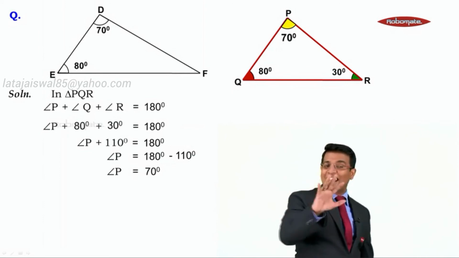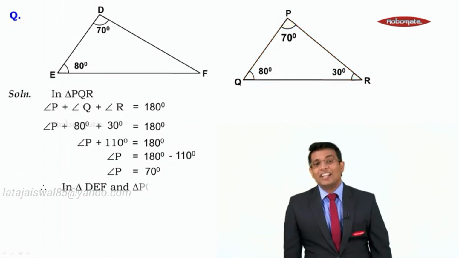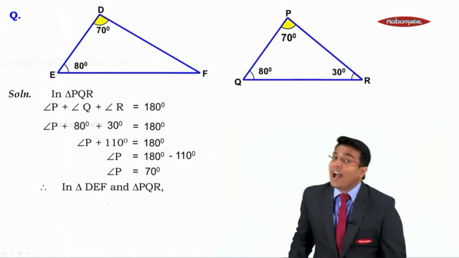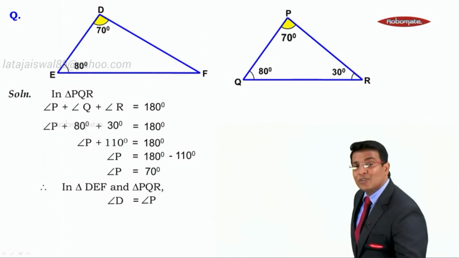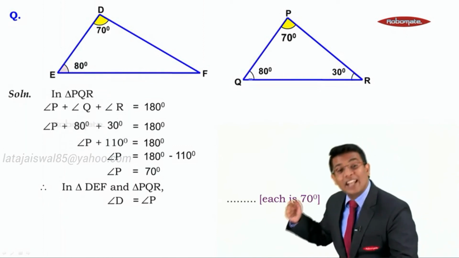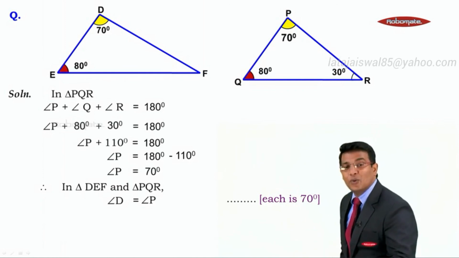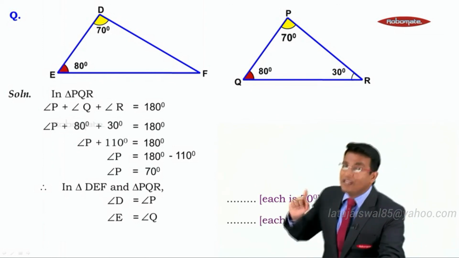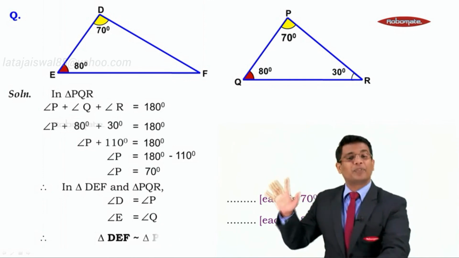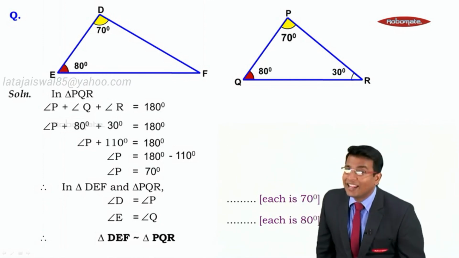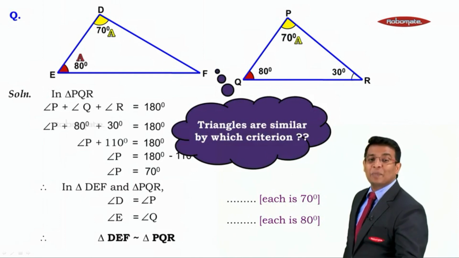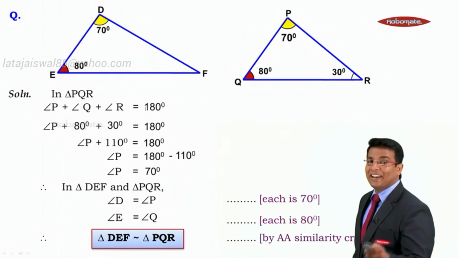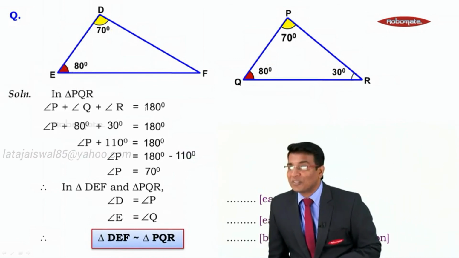Now if you look at both the triangles, we have angle D equal to angle P. Yes or no? Yes. Because each of those angles is 70 degree. The same way, angle E is equal to angle Q. Why? Because each is 80 degree. That means both the triangles are similar to each other by, yes, by which criteria? By AA criteria of similarity. So we can just mention that it is by AA similarity criterion that we get the triangles to be similar. Wasn't that easy? Simple, right?